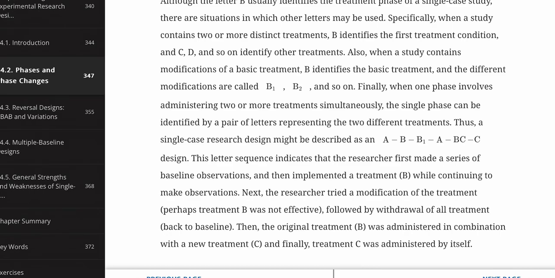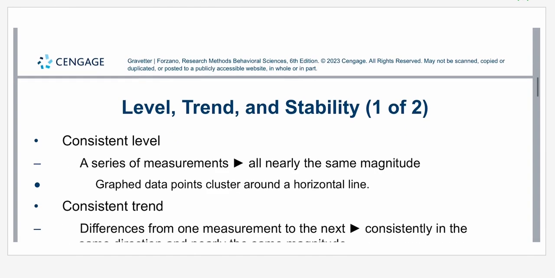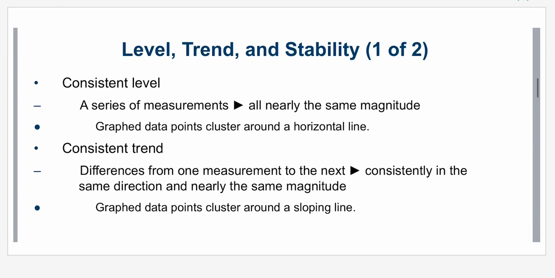So they did both of those at the same time. And then they removed the treatment B and just did C by itself to see what that would look like, to see what they could observe in behavior that way. And so that is what all of those crazy letters mean in that example. Okay. And obviously they're not always that complicated. It just depends on the experiment.